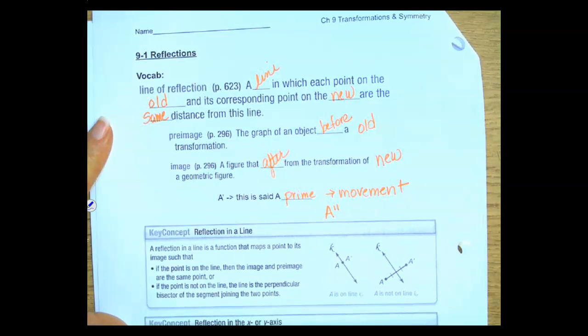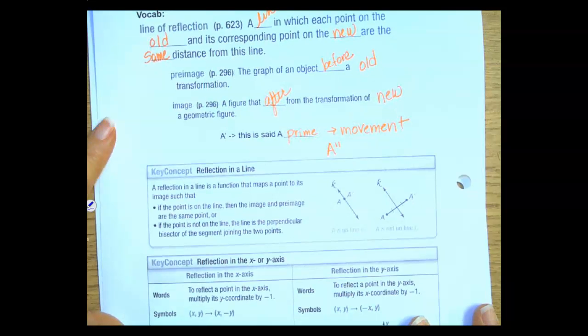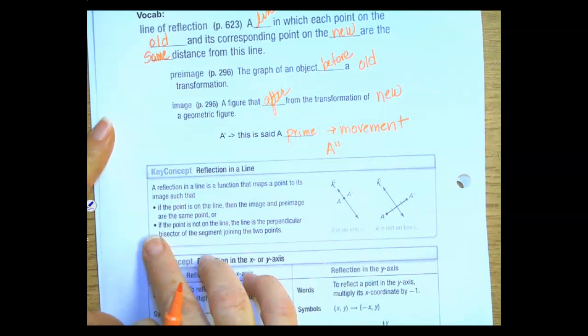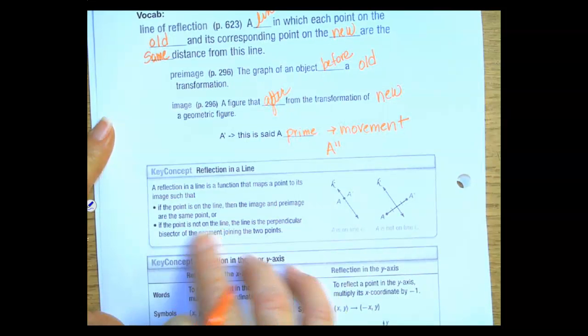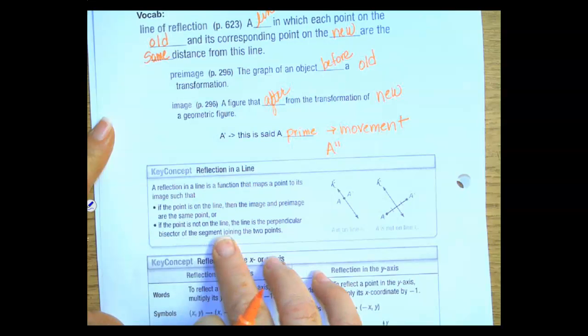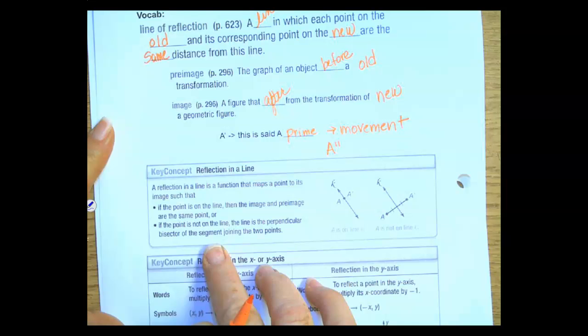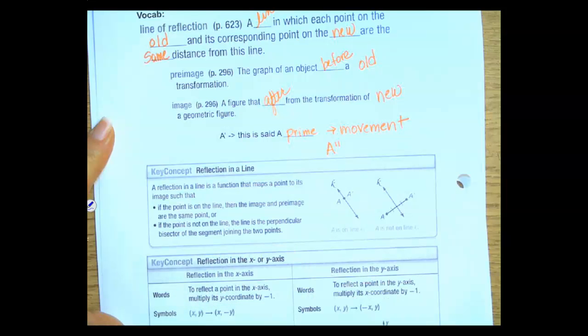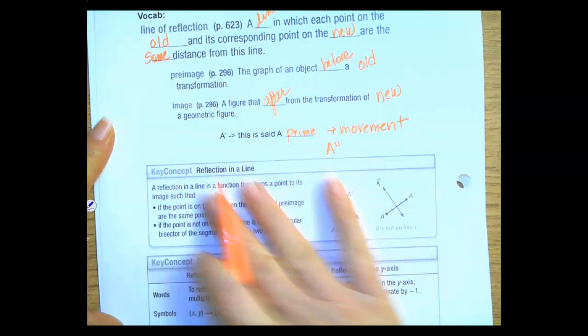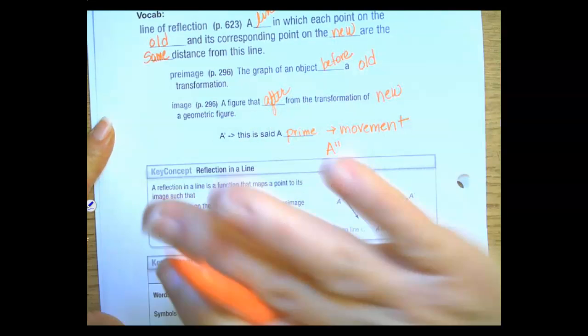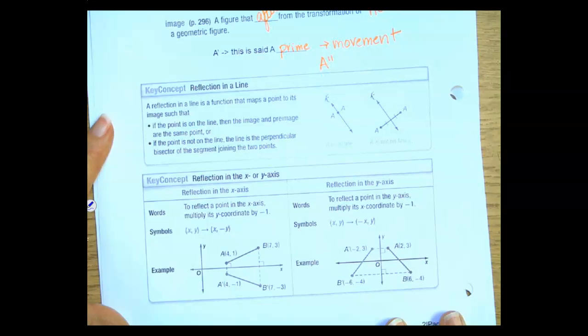Okay, so here is just a reflection of a line. So you're just reflecting. If the point is on the line, then the image and pre-image are the same point. If the point is not on the line, the line is the perpendicular bisector of the segment joining the 2 points. So I think that is just information, just there it is. Okay, so here is the good stuff.